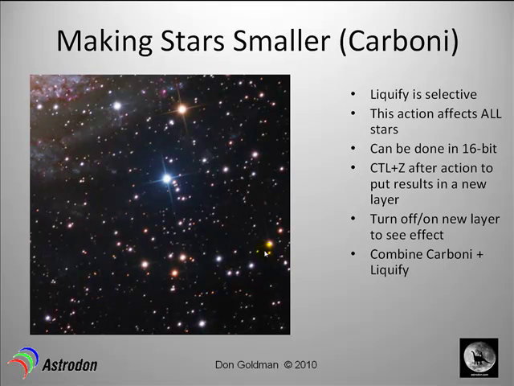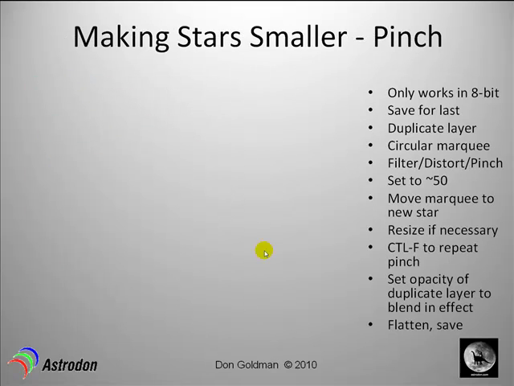They don't do a huge job on the large stars. You can still use liquefy for that, but they do make the smaller stars a little bit smaller. So you can actually do a combination of this Carboni tool to make the smaller stars smaller and use the liquefy filter to work on the large ones.